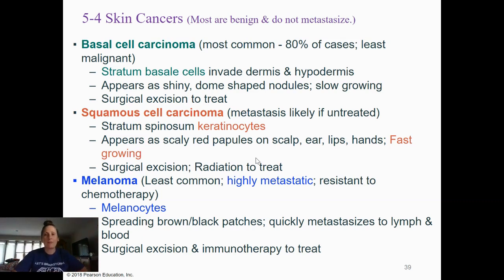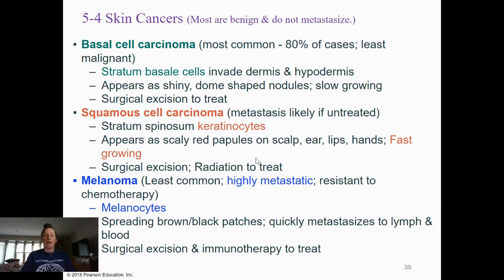But the most concerning type of skin cancer is the least common, and that is melanoma. Melanoma is highly, highly metastatic, meaning that it will leave the area. Those cells will leave the melanocytes in the skin, jump in the blood vessels, and travel to another area of the body, and they will continue to produce and develop tumors in those areas of the body. Melanoma tends also to be resistant to a lot of chemotherapies, which makes it difficult to treat as well.